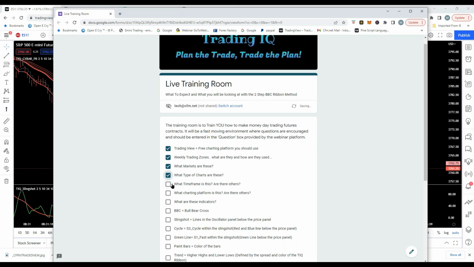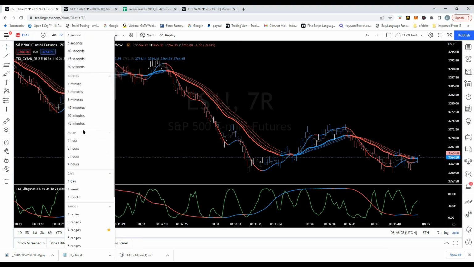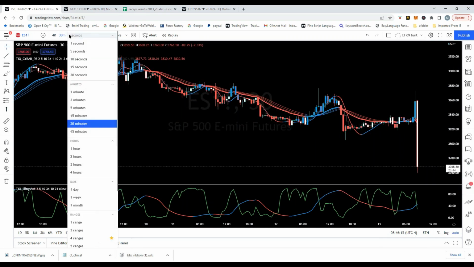I just did types of charts, now what time frame. Are there others? You can do whatever time frame you want. Now, this is the 7 tick range bar. If I wanted to do a 30-minute bar, it's all the same stuff. You're getting all the same indications. You can choose however you want.